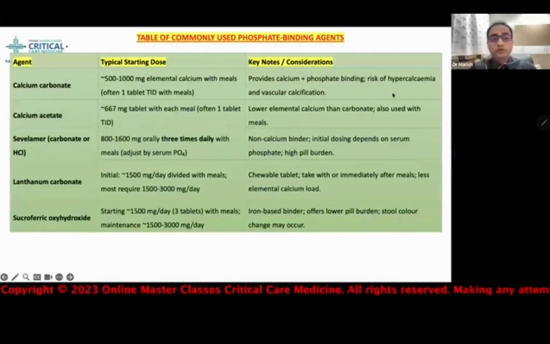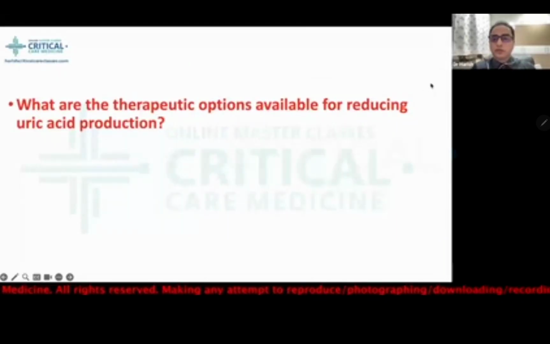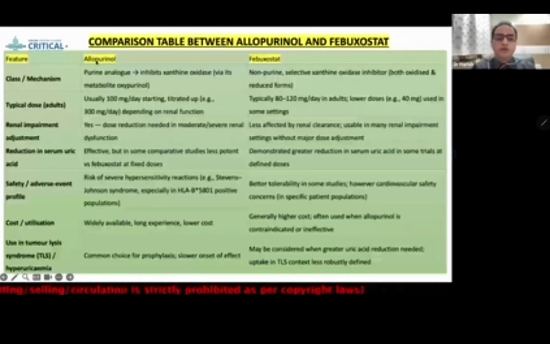So these are the phosphate binding agents. Many students were not able to tell even a single phosphate binding agent when we asked them in the viva. So what are the therapeutic options? We learned about fluid, phosphate and potassium binding agents. Next, we need some therapy which acts by reducing uric acid production. We have two important agents: one is allopurinol, one is febuxostat. Both are xanthine oxidase inhibitors.